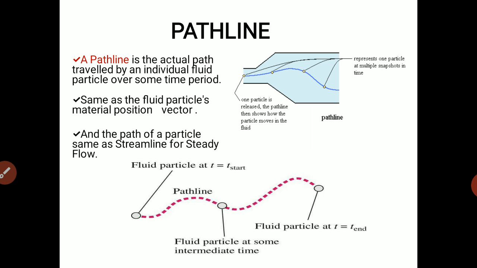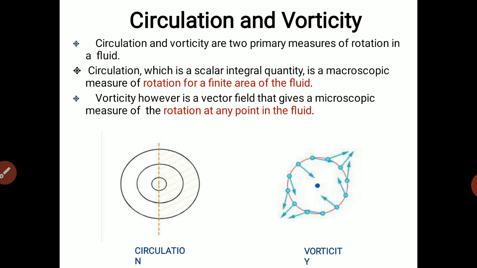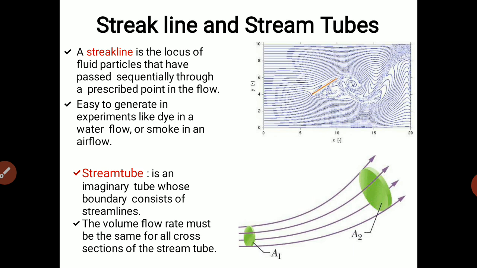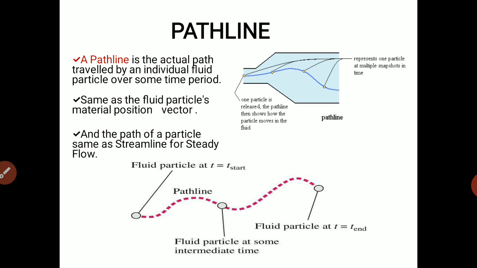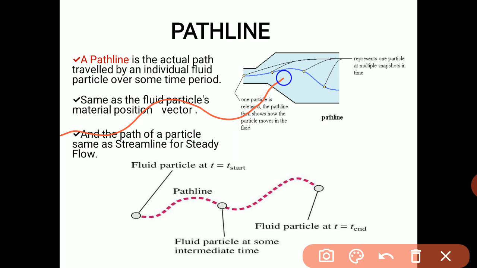And one more line is the path line. Path line is the actual path traveled by an individual fluid particle over a particular time period. The path of a particle is the same as the streamline in steady flow. Just for example, see, this is the fluid path. What is tangent is known as a streamline, and the actual path the flow travels is known as the path line. So this is the path line.